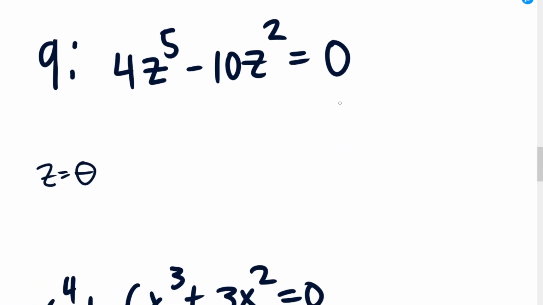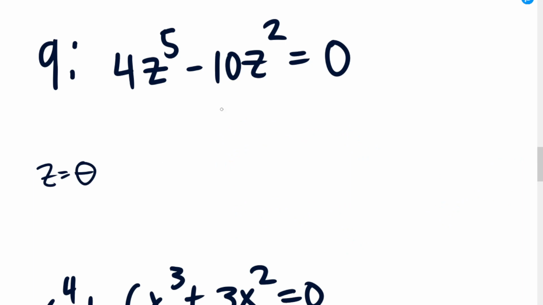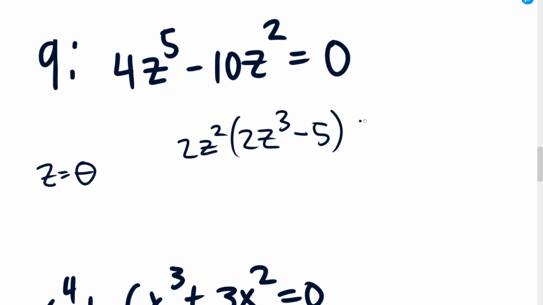I think that 9 is probably a little bit easier, but the way that you want to do it is, first off, we know that 0 will make this 0 immediately. We can plug in a 0 and it will make it 0 immediately. That's super easy, super nice. What we want to do now is, it's great to take out the greatest common factor. So we'll take out a 2z squared, and that will leave us with 2z cubed minus 5 equals 0.